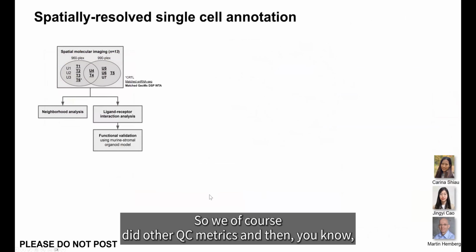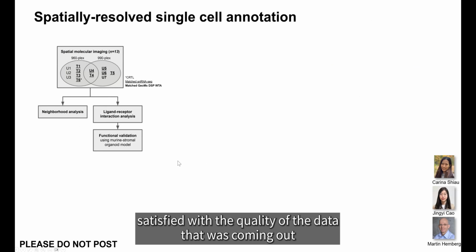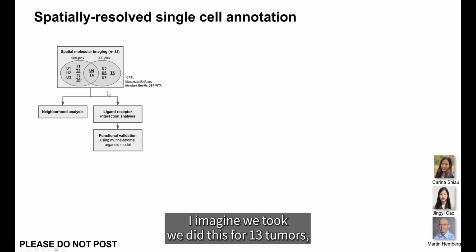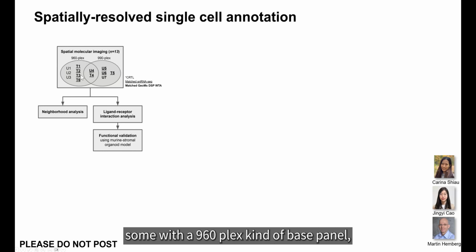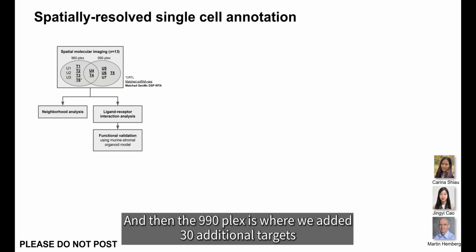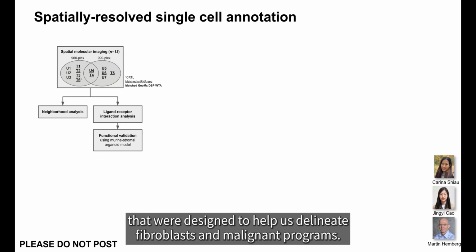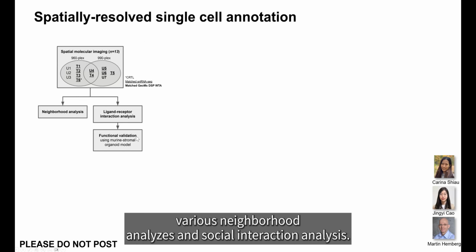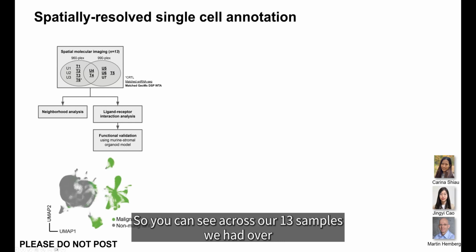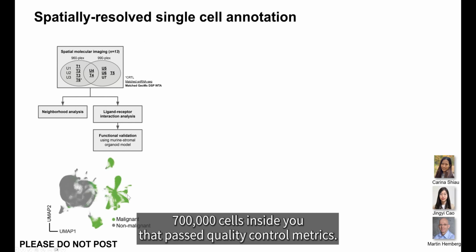So we of course did other QC metrics, and then satisfied with the quality of the data that was coming out through this collaboration. I mentioned we did this for 13 tumors, some with a 960 plex base panel, which is very similar to the commercially available 950 plex panel, and then the 990 plex is where we added 30 additional targets that were designed to help us delineate fibroblast and malignant programs. And then we performed various neighborhood analyses and cell-cell interaction analyses. So you can see across our 13 samples, we had over 700,000 cells in situ that passed quality control metrics.